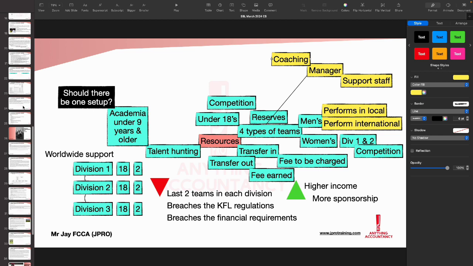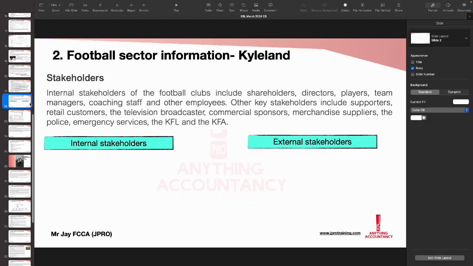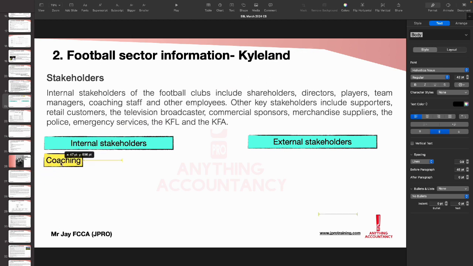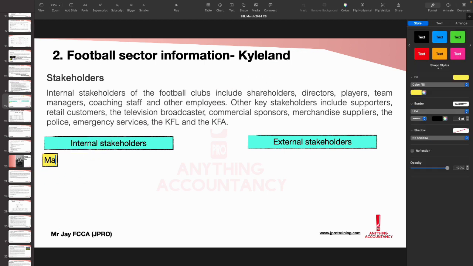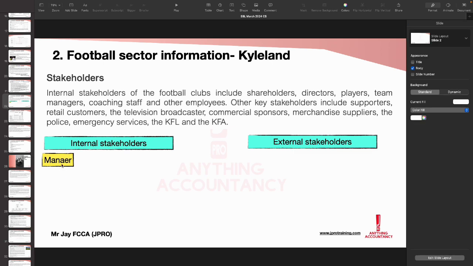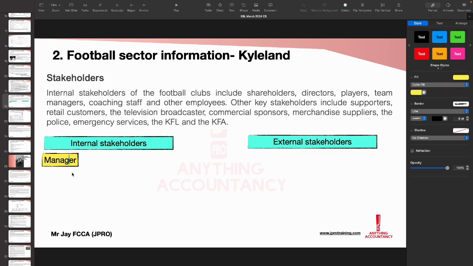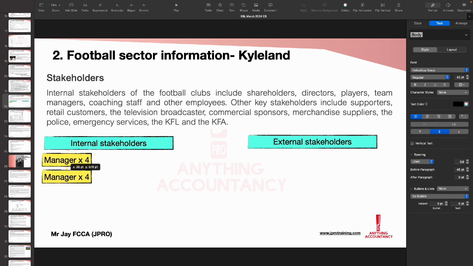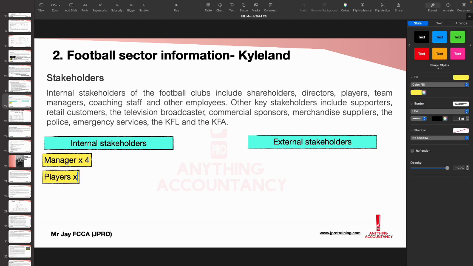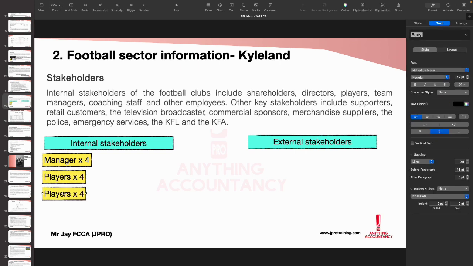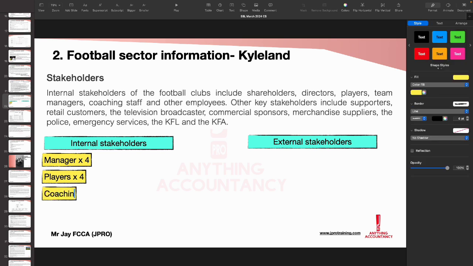Okay, the internal stakeholders that you see include, okay, we put the managers. Remember there are 4 managers, so 4 times 4. Okay, then you have the players, you've got times 4, remember, player groups. You also have coaching staff. I'm also going to say there are 4 groups there.